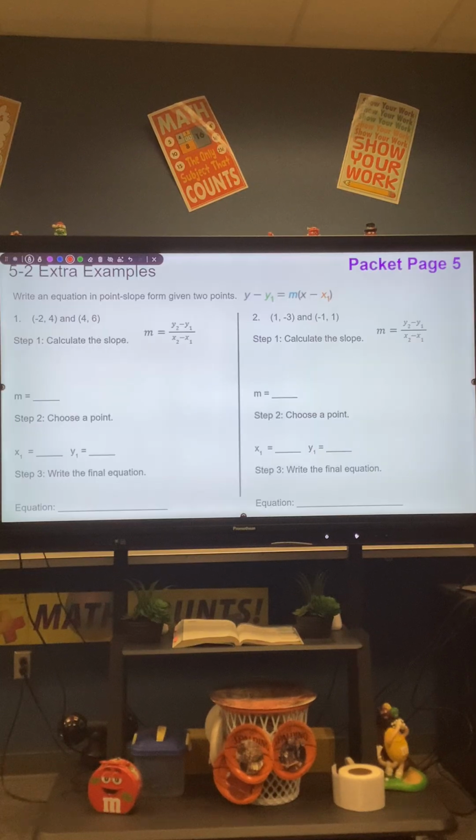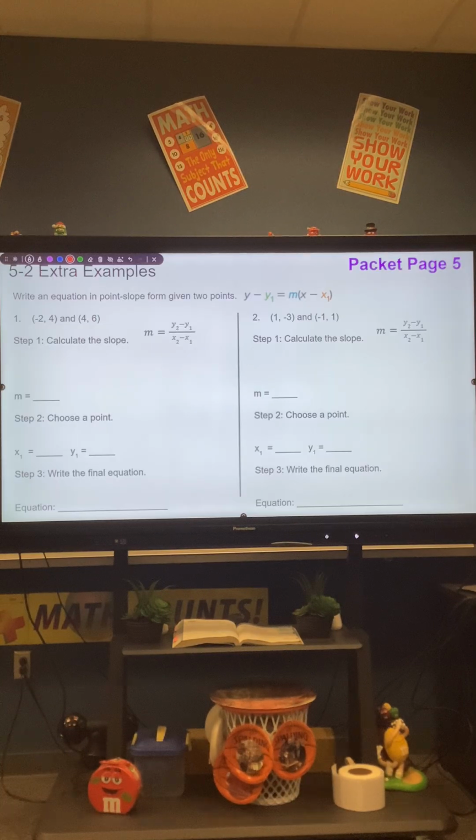Here we go. I gave you 2 points. Find the slope. Come on, see if you can follow my lead. I gave you 2 points. Find the slope. Come on, dance with me. I'm on the next page.